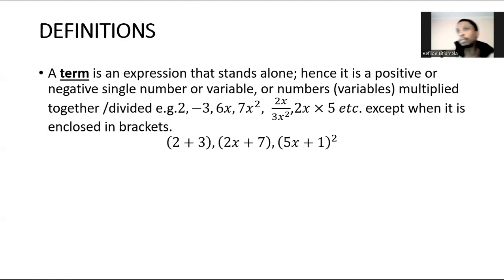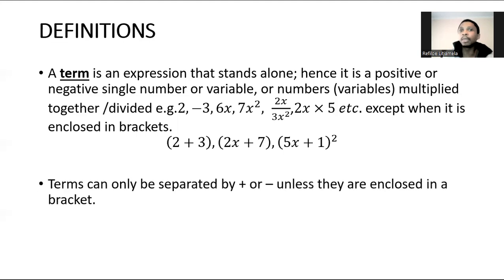Except when it's enclosed by brackets. Enclosed in brackets simply means that 2 plus 3 will be one term because it's enclosed inside the brackets. And we've got 2x plus 7, it's enclosed by brackets as well. So that is one term, even though there are two terms inside the bracket, because the bracket enclosed them and made them one term. And we have 5x plus 1, that is also one term. 5x plus 1 all squared, that is also one term. A term can only be separated by plus or minus, unless, as I've said, they've been enclosed in brackets.